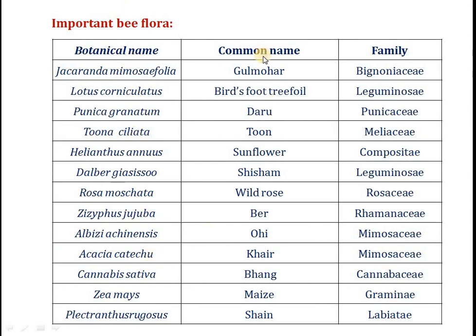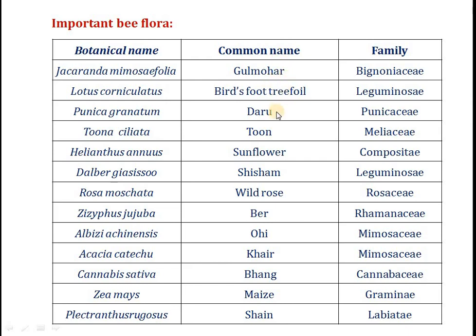These are found in the different regions in a country. These are some common names, and they belong to each family. In botany, we should know which families are included. So these are some common names which are known in the country.